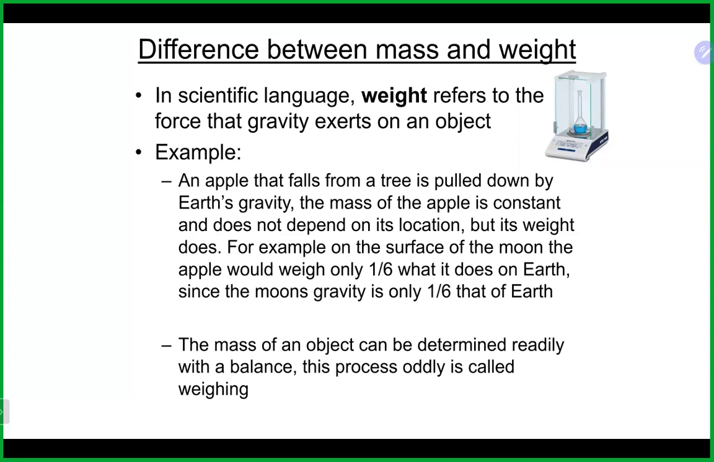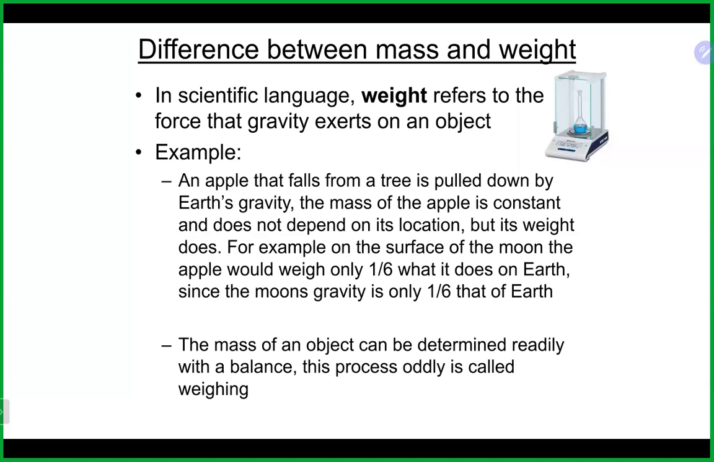Just like if you were here or you went to the moon, you would have the same mass because it's all you in both places. But because of the force of gravity, you would have a different weight, which is actually a force. So mass is usually measured in kilograms or grams. Weight is often measured in newtons or pounds, like we weigh ourselves in pounds, which is what we refer to as our weight.